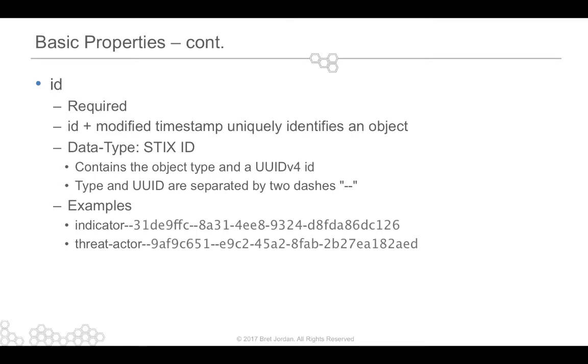The ID property is required on all objects. This property contains the STIX identifier for this object. The STIX ID, along with the modified timestamp that we will talk about in a minute, are used to uniquely identify a specific instance and version of an object. The data type for this property is a STIX ID and contains the object type followed by 2 dashes and then a UUID version 4 value.